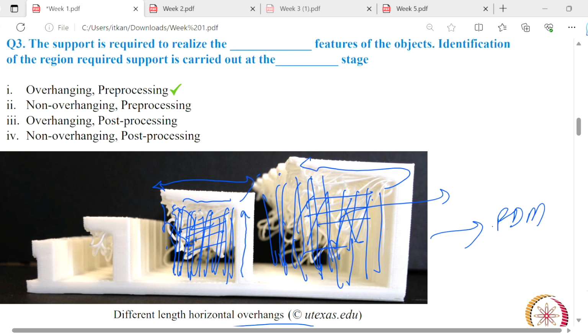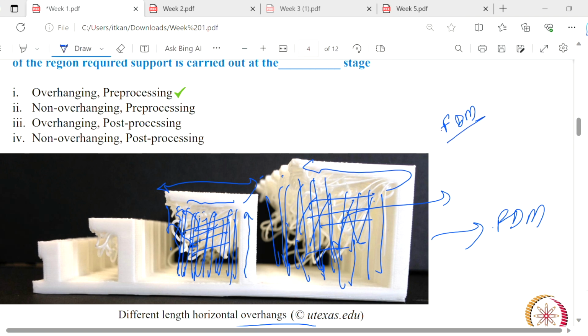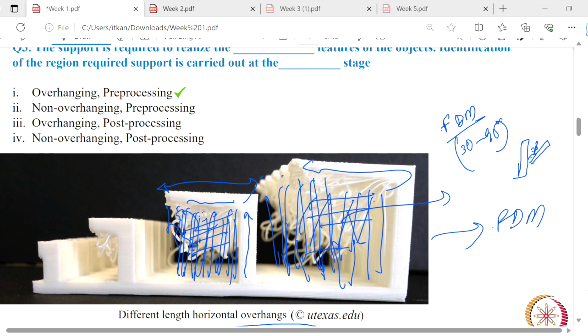So, this angle of overhanging, at which range we have to provide the support structure. Now, in FDM, this range is 30 to 90. Okay, suppose the overhang is at 30 degrees. Up to 30 degrees, the printer will print this.